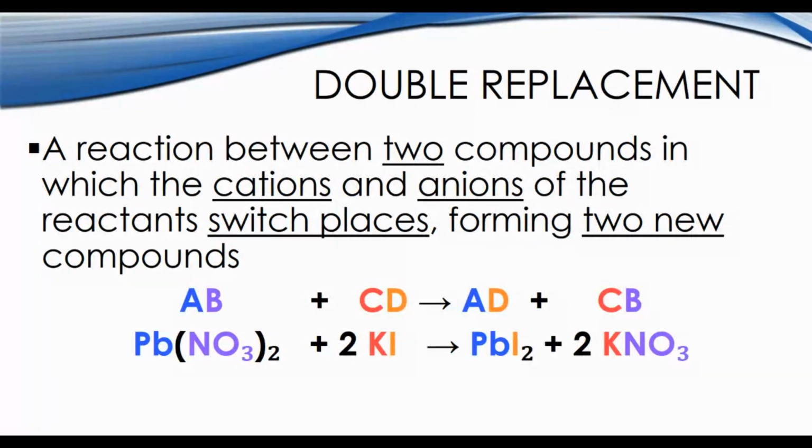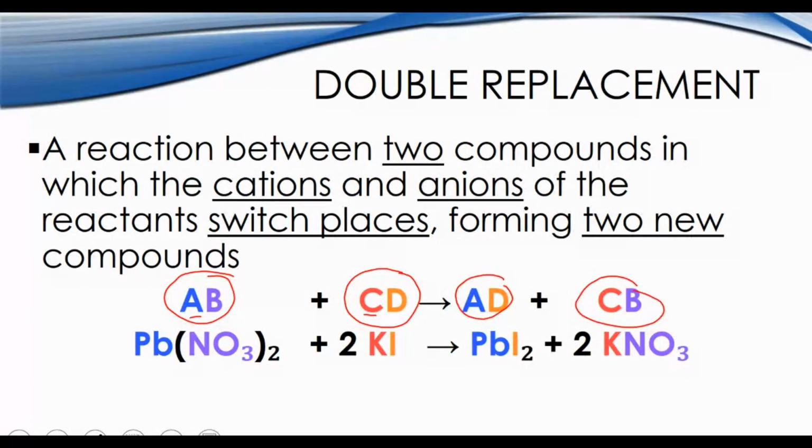So let's look at the examples we have on screen. We have A and B, which would be a compound, plus C and D, which is a different compound. After the reaction, we see that A and C switch places, right? So we end up with two new compounds that are formed of the initial reactants.